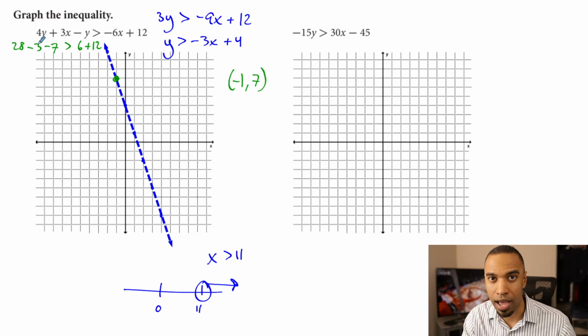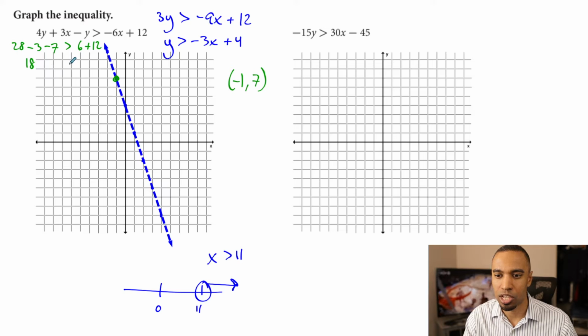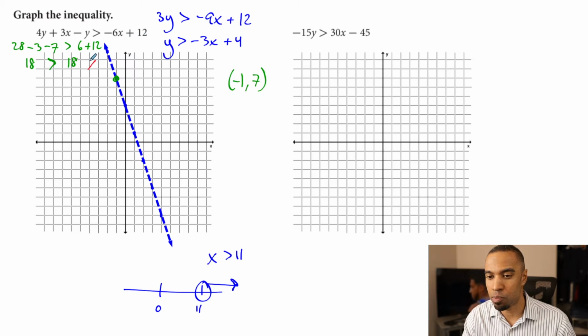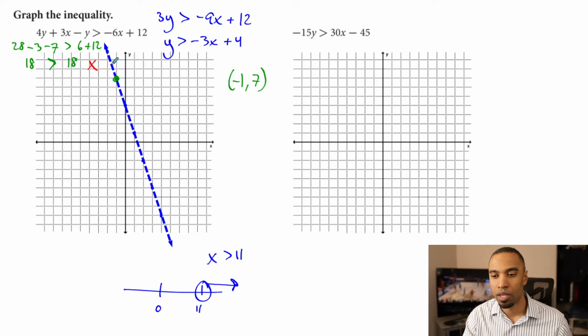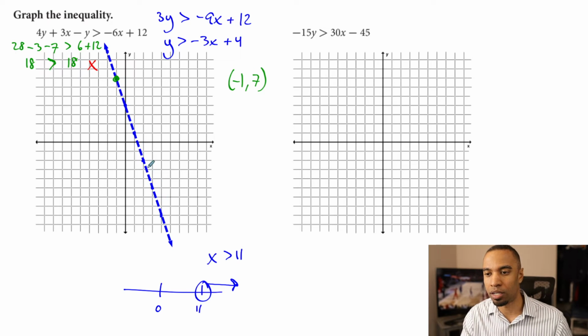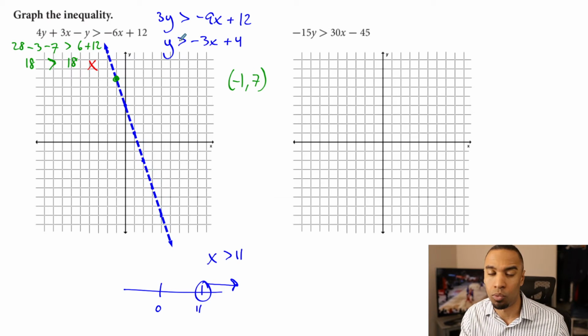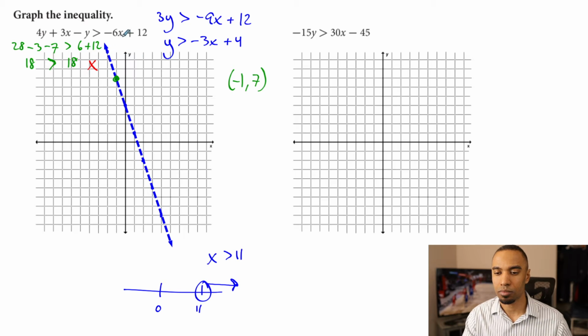28 minus 3 is 25. 25 minus 7 is 18. 6 plus 12 is 18. I'm going to make a statement that says 18 is greater than 18. 18 is not greater than 18. It happens to be equal to it, so that doesn't work. That means any point on this line will not work, but the ones that are above will. I'm still going to shade above. I have to do that.